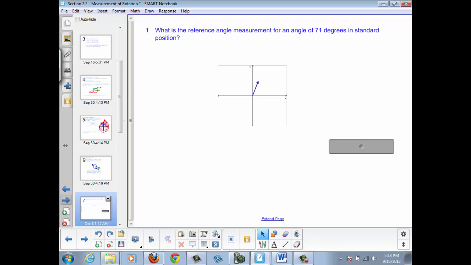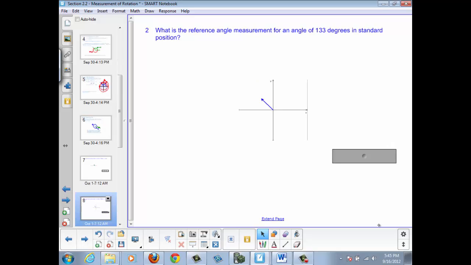So let's take a look at a couple of examples. What would the reference angle measurement for an angle of 71 degrees in standard position be? I'm going to pause. You figure it out. Hopefully that's the answer you got, because in quadrant 1, our reference angle is the actual angle.